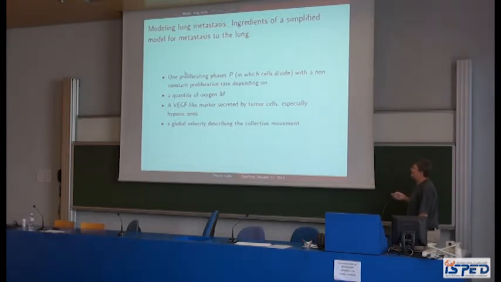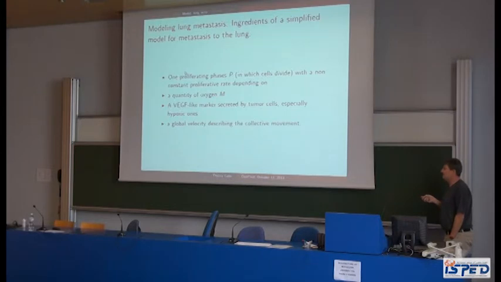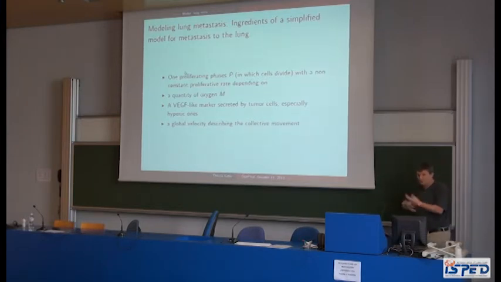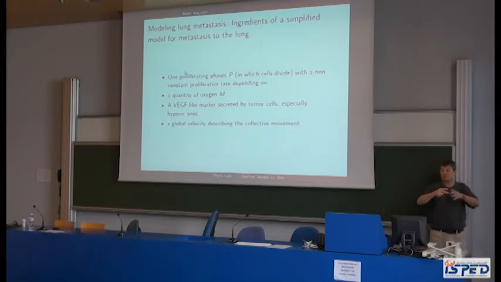We introduce a VEGF-like marker that is secreted by the tumor cells, especially by hypoxic ones, and this VEGF-like factor will be responsible for the angiogenesis. And then once you have the angiogenesis, you have, again, a concentration of oxygen that will have an influence on the growth rate. Okay? So in this summary, I have described the way the cells will proliferate. I need to explain how this will have an influence on the growth of the tumor.